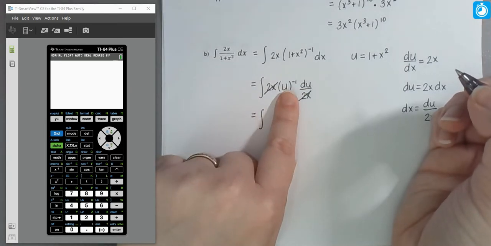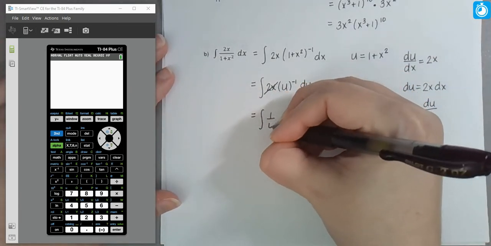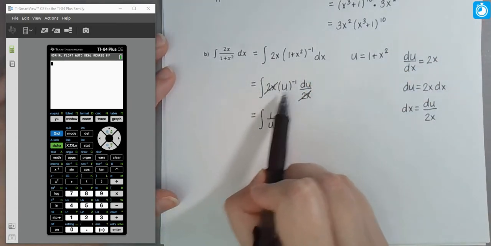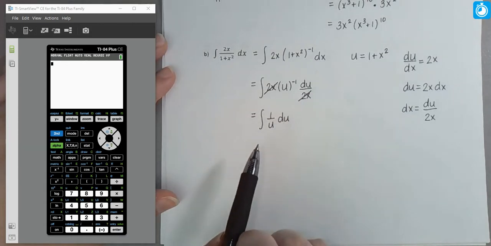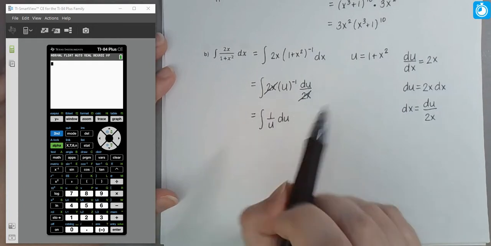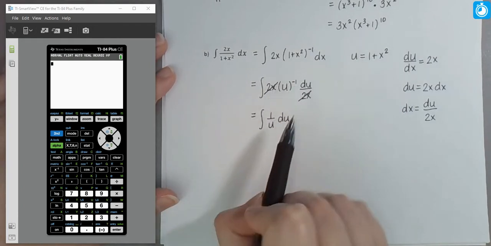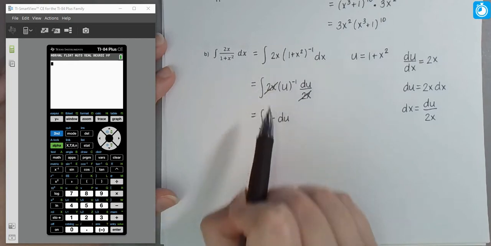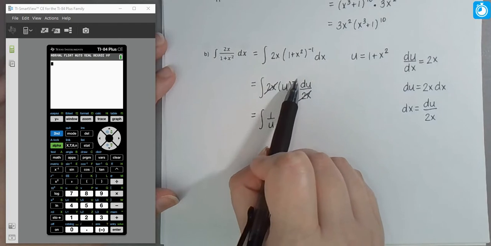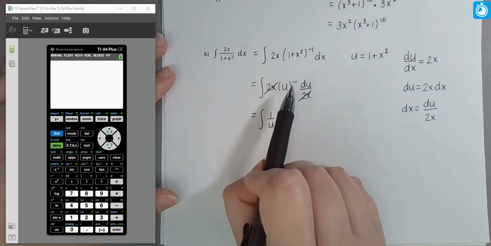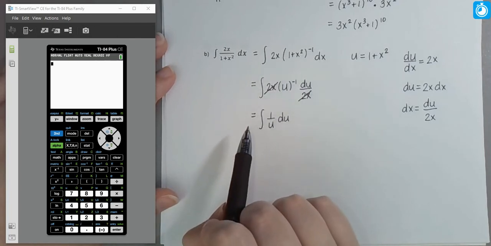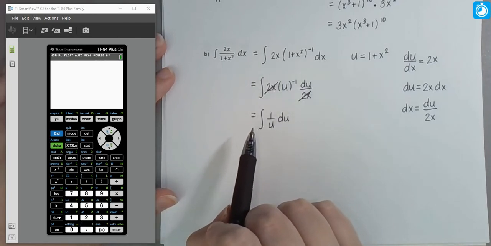Now I'm going to go ahead and write u to the negative 1 as 1 over u again. The reason I'm going to do that is because when I look at it like this, u to the negative 1, I'm tempted to want to integrate that using the power rule. Well, what does the power rule do? What would it tell us to do? It would tell us to take our exponent and increase it by 1 and then divide by that new exponent. Well, what would happen if we did that? If we increase this exponent by 1, negative 1 increased by 1 would go to 0, and we'd be dividing by 0. So that rule doesn't actually apply here.